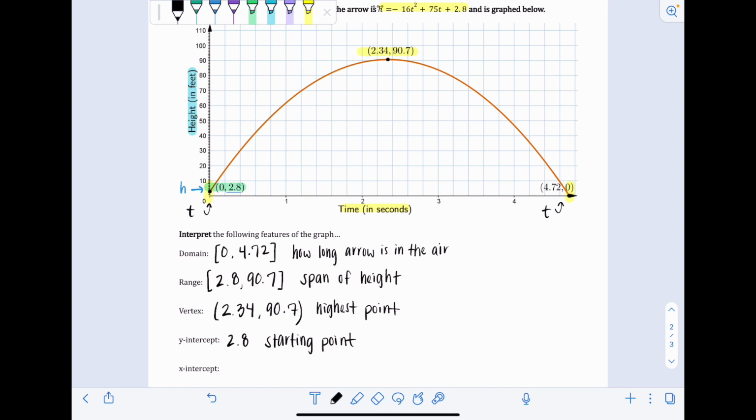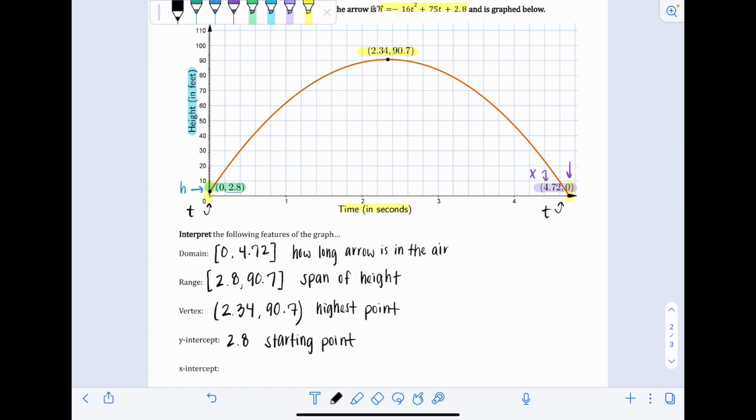And then for the x-intercepts, we don't have one over here on the left side, because it's not going to cross. That would be crossing over on the negative side of the x-axis, so that would be extraneous. And then over here, this is an x-intercept at 4.72. And that's just where the arrow hits the ground, because the y-axis is the height. So for it to be an x-intercept, it has a height of 0, and that's where the arrow hits the ground after it's flown through the air.